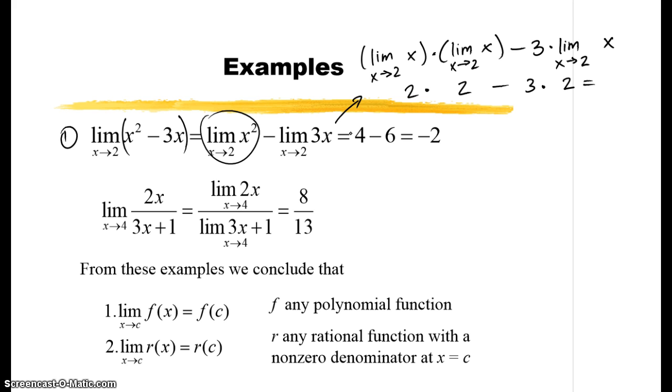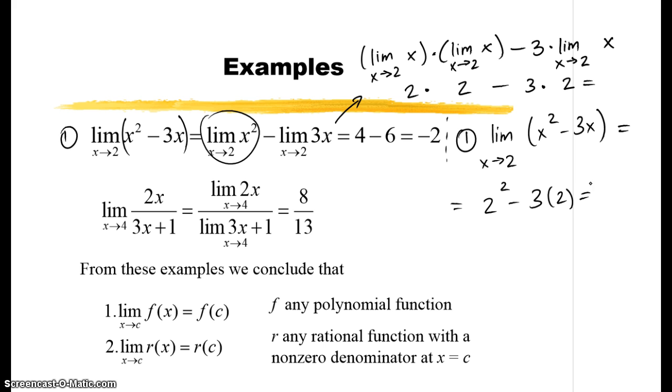However, notice that had we started this problem over, right here, limit as x approaches 2 of x squared minus 3x, if we had just plugged in 2 for x in order to evaluate the limit, we would have gotten the same answer right away. 4 minus 6, or negative 2. Keep that in mind as we look at example 2. We'll come back to this thought.